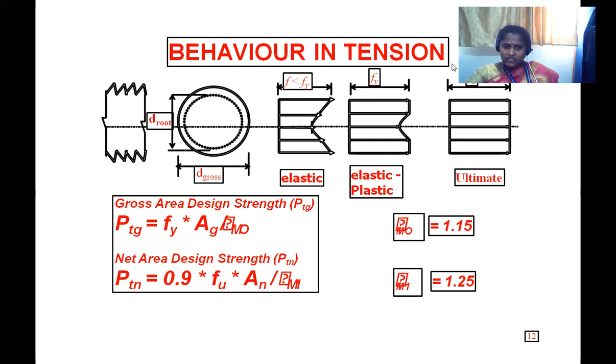Behavior in tension. Basically, we have elastic, elastoplastic, and then ultimate. And this is the formula for arriving at gross area design strength and net area design strength.